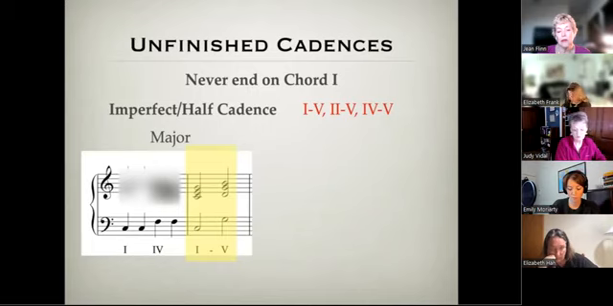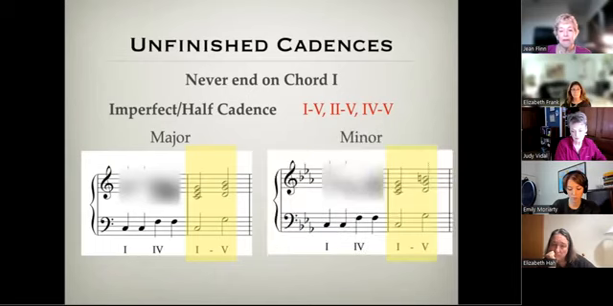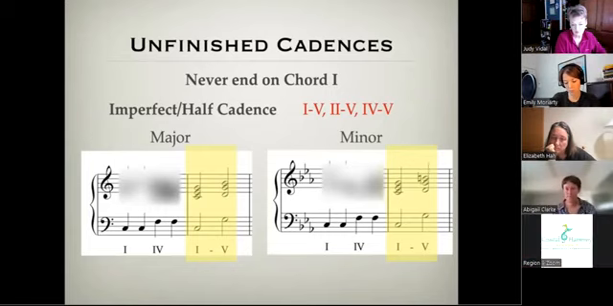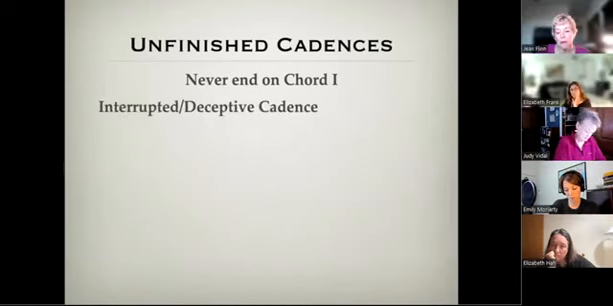Listen to how this sounds unfinished. You can clearly hear that the phrase wants to continue, the music wants to move on to something else. Let's have a listen to the example, this time in C minor. Again, you can hear how the phrase sounds unfinished. The second type of unfinished cadence is the interrupted or deceptive cadence.